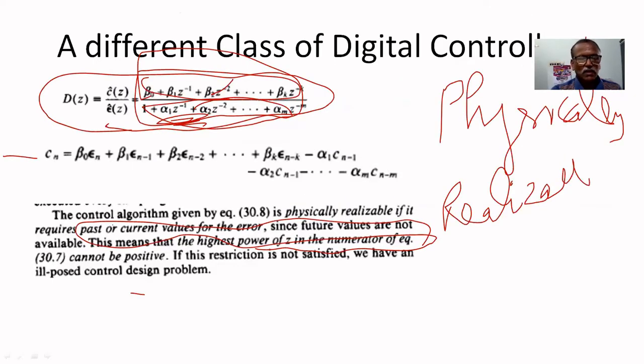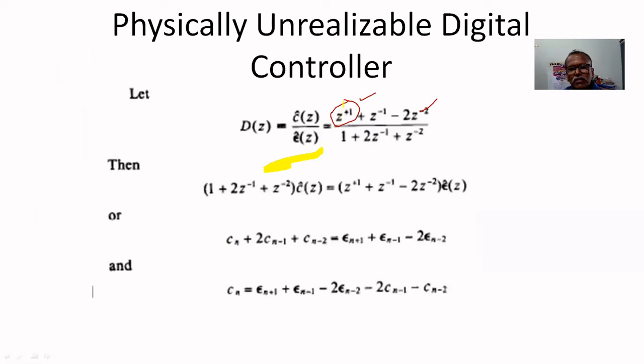That is yes. And now you come here. What is the highest? It is positive. That's why it is not physically realizable. You check whether it is physically realizable or not.